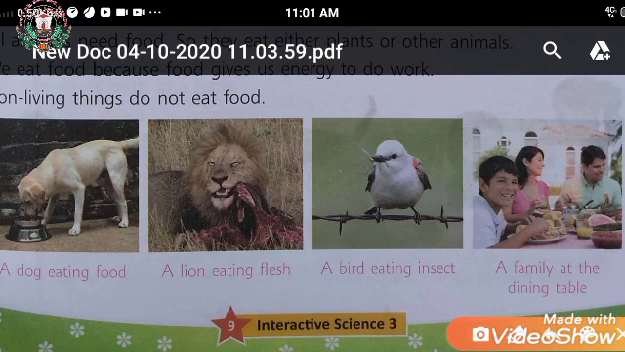See in this picture, non-living things do not eat food. A dog eating food, a lion eating flesh, a bird eating insects, a family at the dining table, see how they are eating.